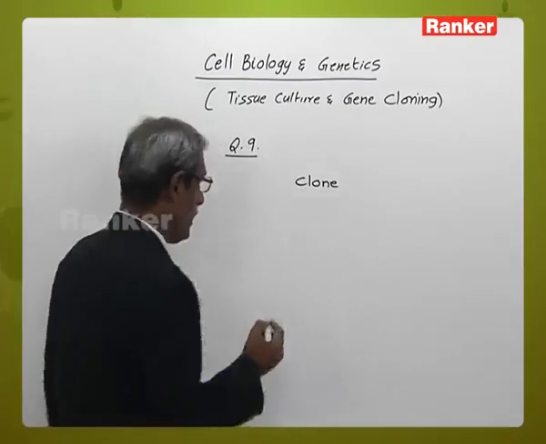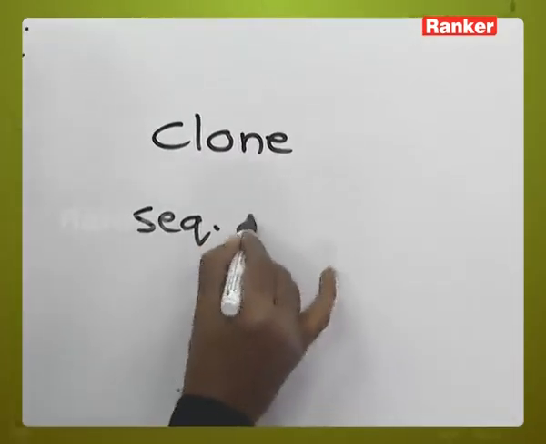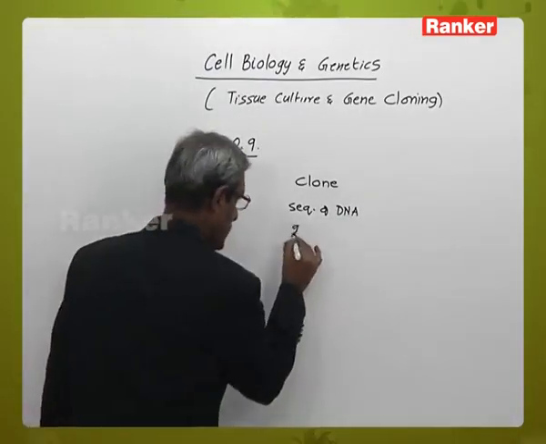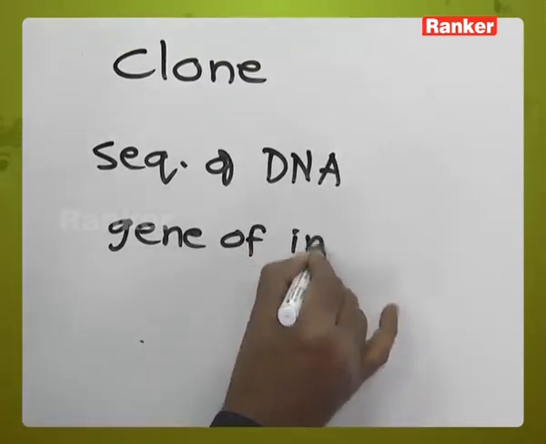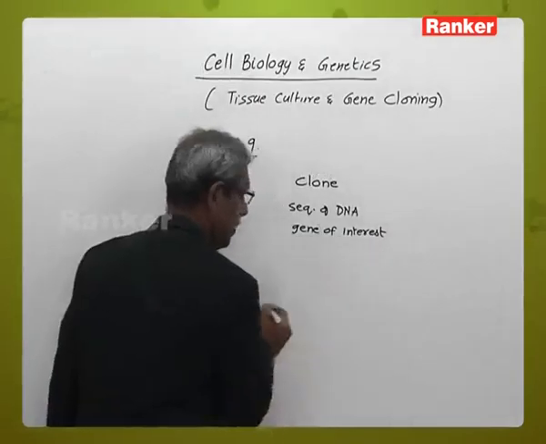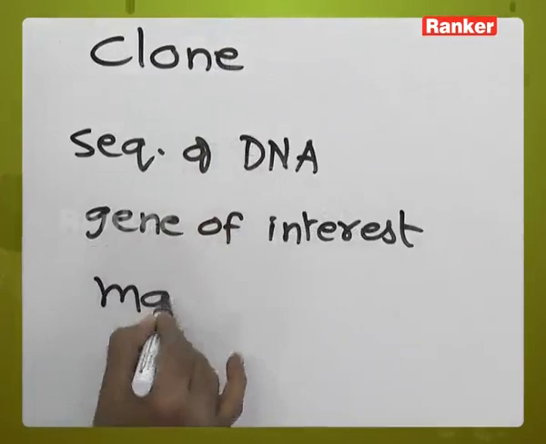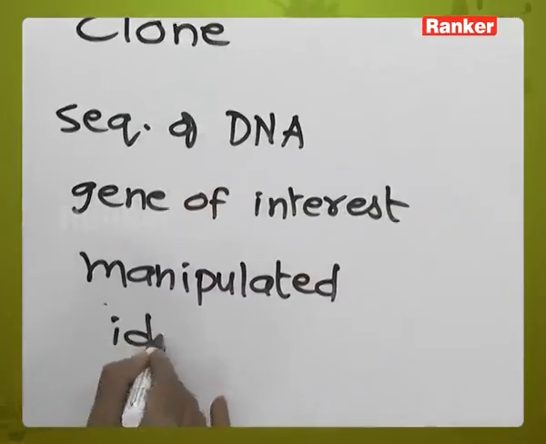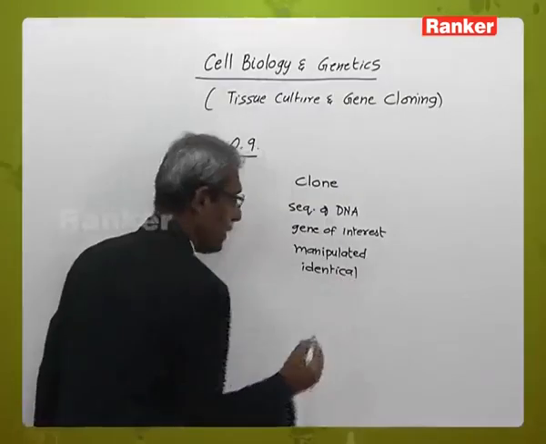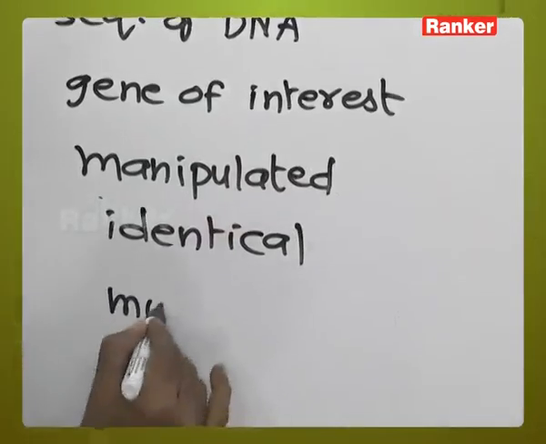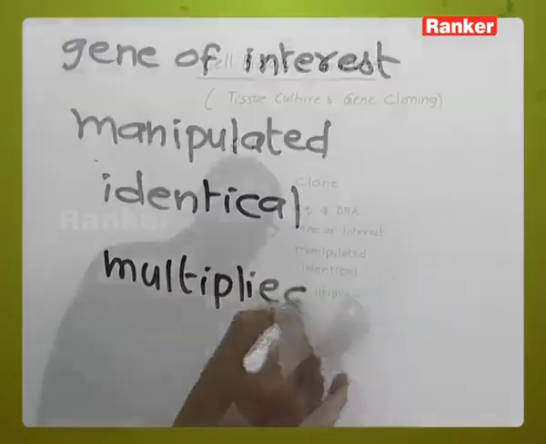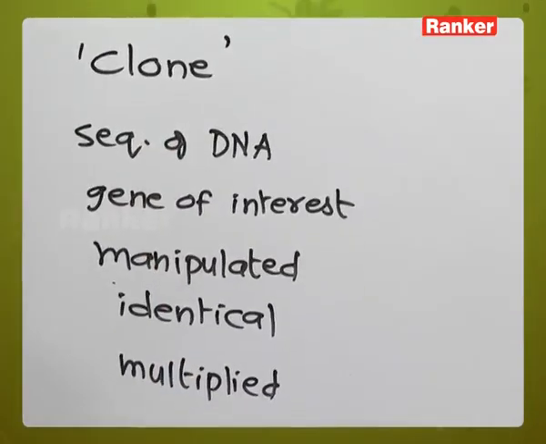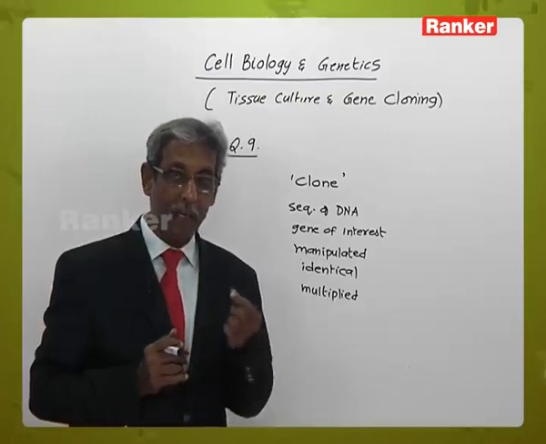As you understand, when you say clone, a clone refers to a sequence of DNA which has the gene of interest, which has been manipulated, and which are identical. Again, which can be multiplied. So, when we are doing gene cloning, our objective is to isolate the gene of interest and make multiple copies of it, multiple identical copies of it.